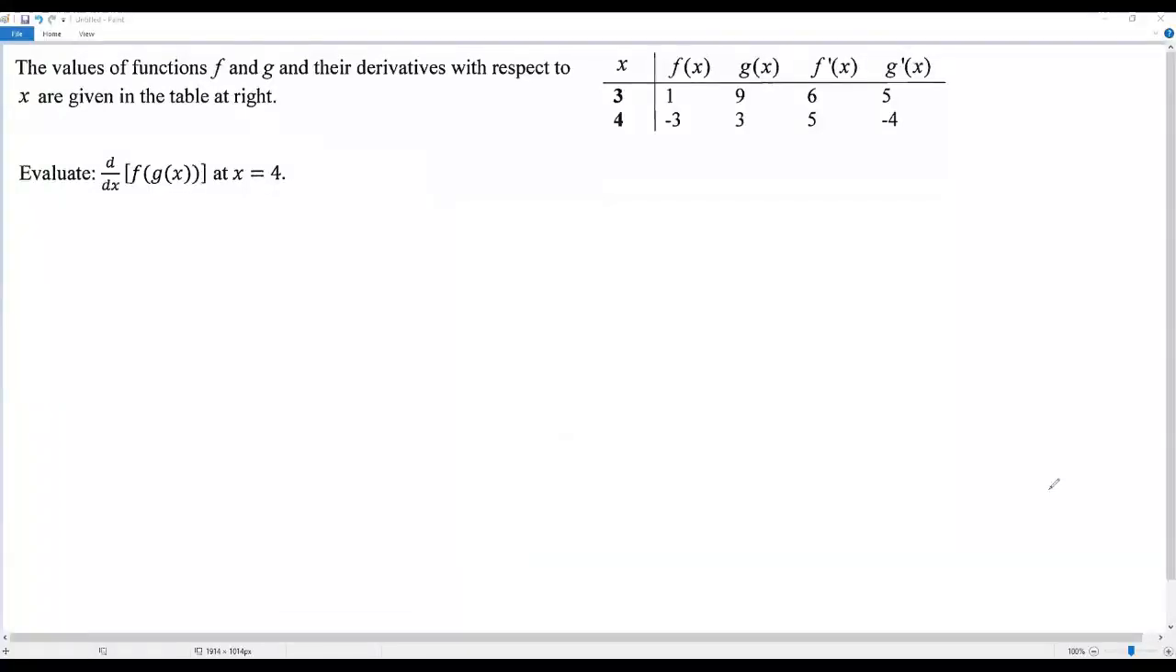Here we have an AP Calculus problem. Okay, let's go to the question. The values of functions f and g and their derivatives with respect to x are given in the table at right. Evaluate the derivative of f of g of x at x equals 4.